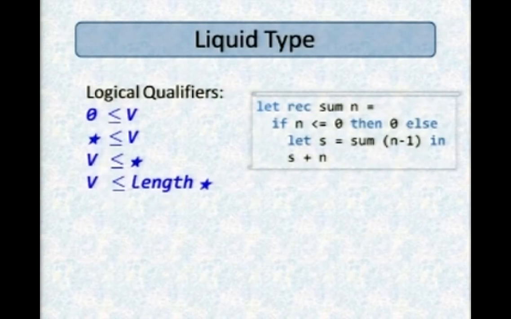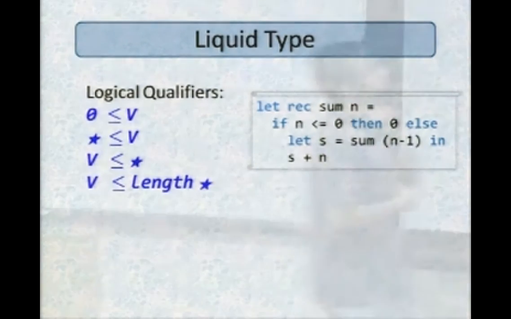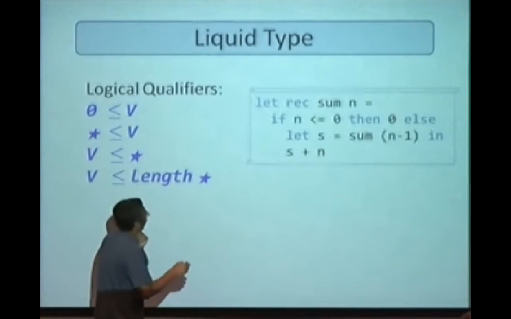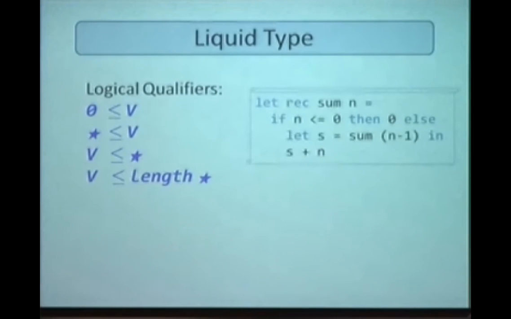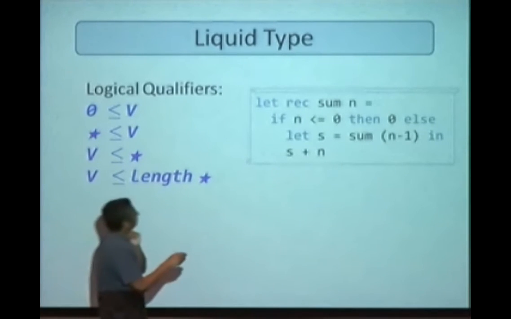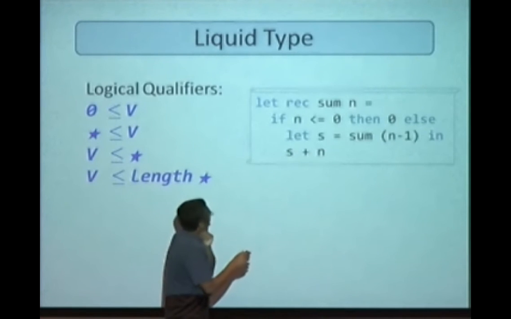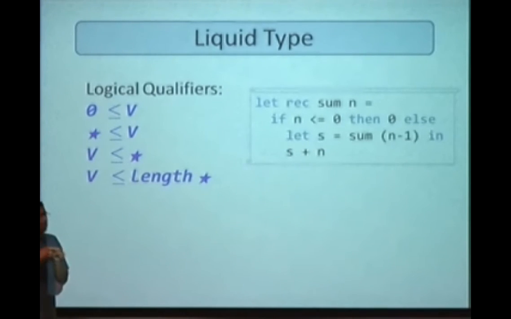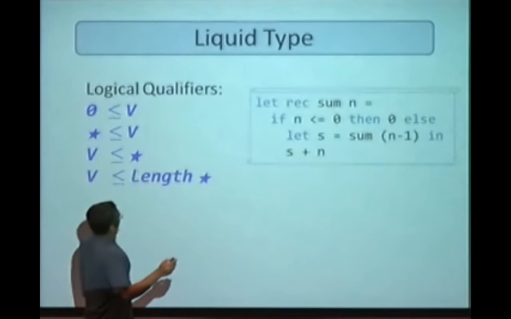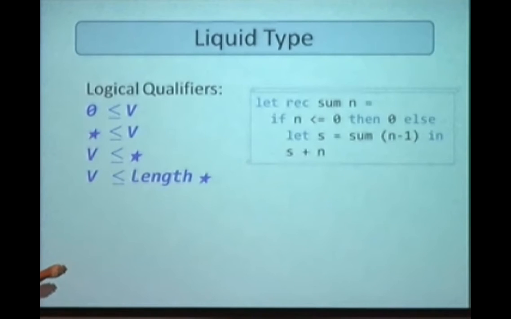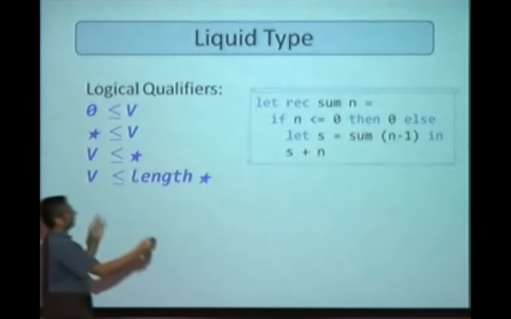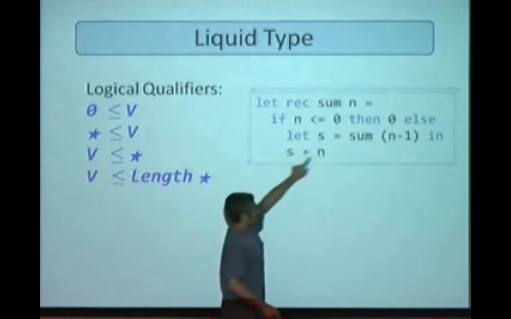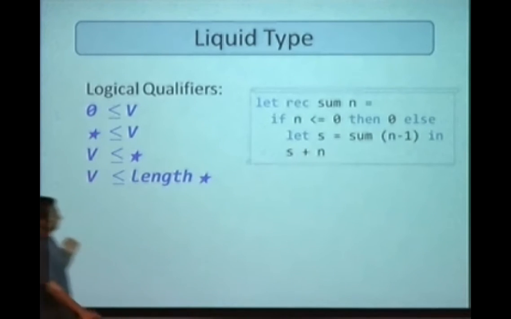So let's look at an example. This example I'll actually walk you through. It's a tiny program, and I'm going to use this as a running example. What this function does, it's called sum. It takes a parameter n, and it simply returns the sum of the integers from 0 through n, I think. If n is less than or equal to 0, then just return 0. Otherwise, let s equal sum n minus 1, the sum of the numbers from 0 through n minus 1, and add n to that. So it just adds up the first n numbers.